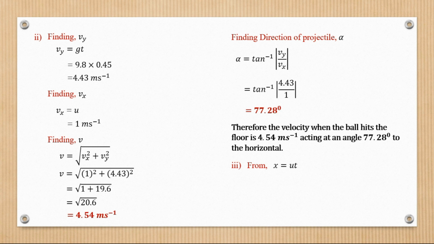Alright, so next we have to find that horizontal distance covered. So how do we do that? We're going to use x. So x = ut, and we already know the time of flight, it's 0.45, and 0.45 times 1 is equal to 0.45 meters. So therefore the horizontal distance it covers is 0.45 meters, as easy as that.